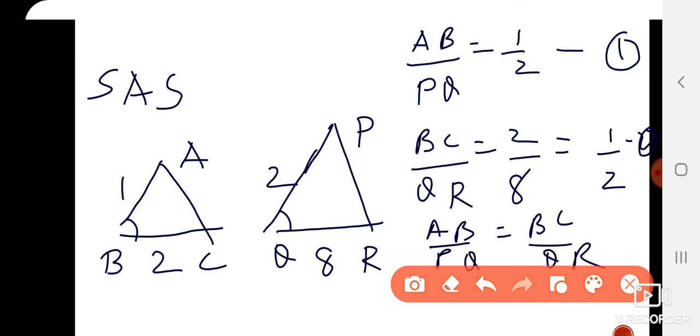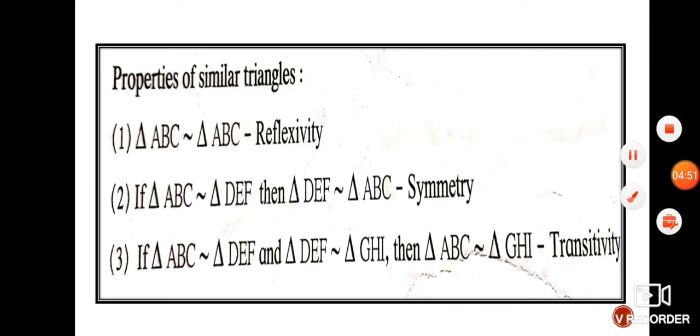So we can summarize and say, for a given correspondence of vertices of two triangles, if two pairs of corresponding sides are in the same proportion and the angles between them are congruent, then the two triangles are similar by SAS test of similarity. Now we go to the last test of similarity, that is SSS test of similarity.